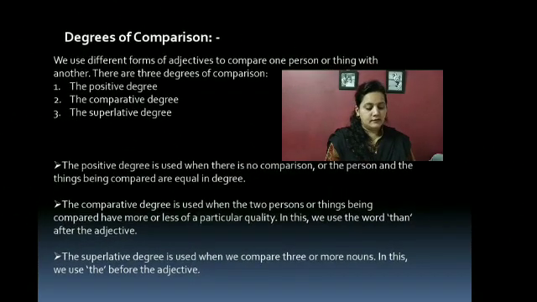Then next one is degrees of comparison. We use different forms of adjectives to compare one person or thing with another. When we do such a thing, we will be using degrees of comparison. There are 3 degrees of comparison: the positive degree, the comparative degree, the superlative degree.